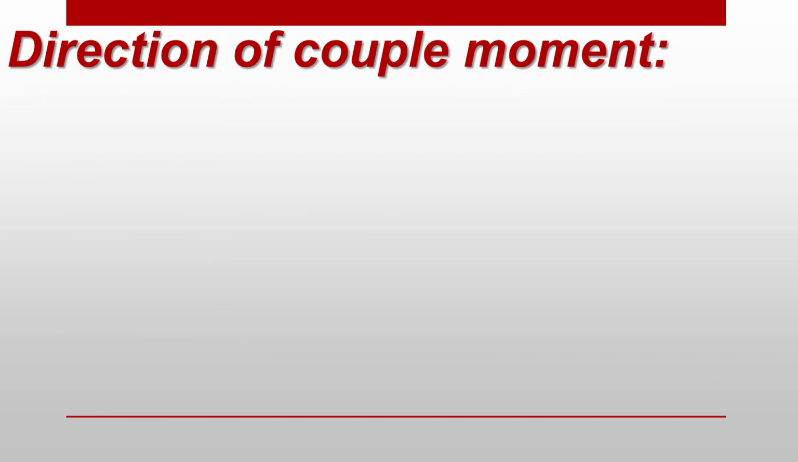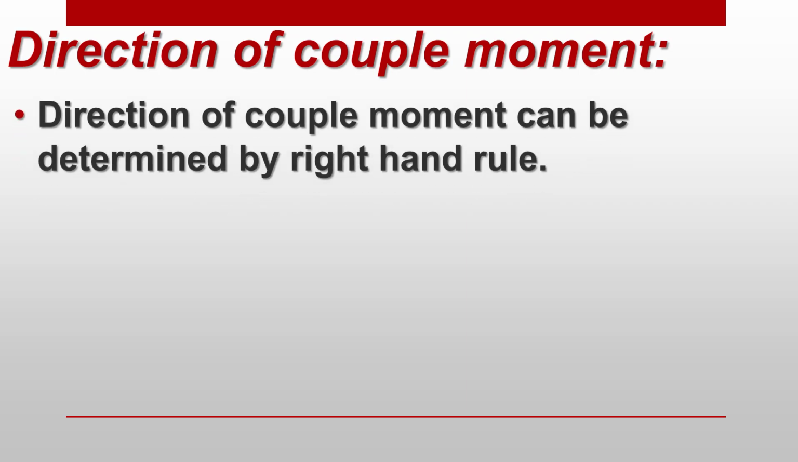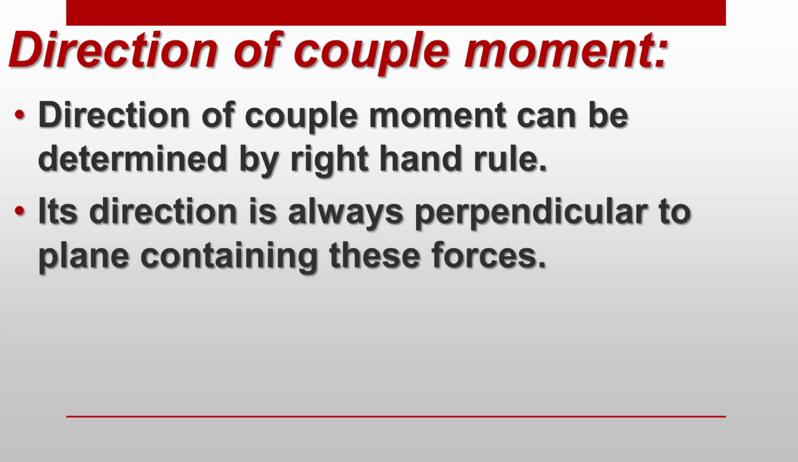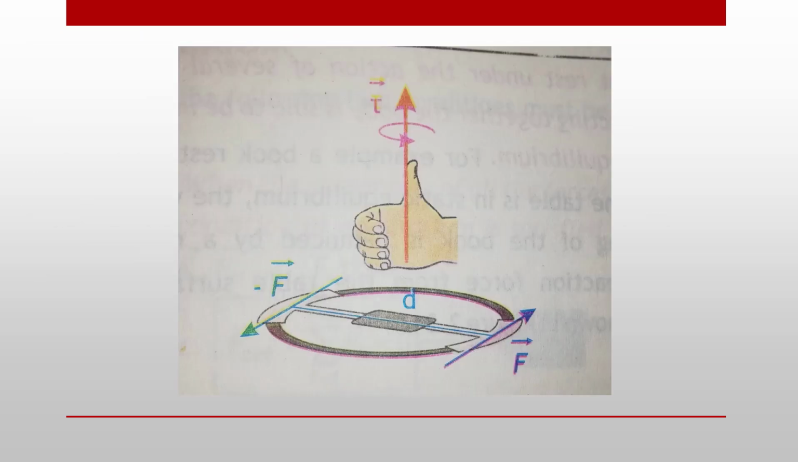So, to find the direction of the moment of a couple, you have already seen that the moment of a couple has the same formula as torque, tau is equal to R cross F. So the direction of the couple moment can be determined by the right hand rule. Its direction is always perpendicular to the plane containing these forces.